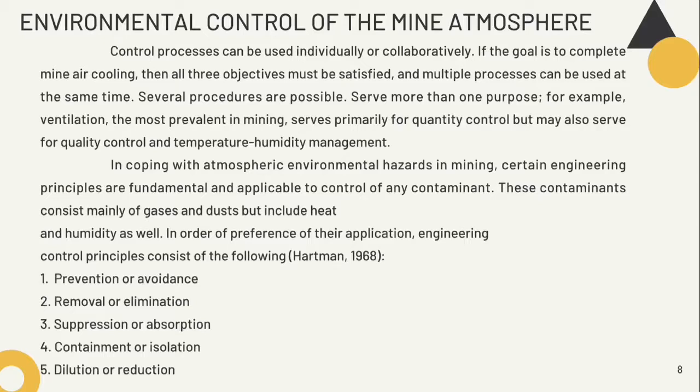In order of preference of their application, engineering control principles consist of the following. Number 1. Prevention or avoidance. Number 2. Removal or elimination. Number 3. Suppression or absorption. Number 4. Containment or exhaustion. Number 5. Dilution or reduction.